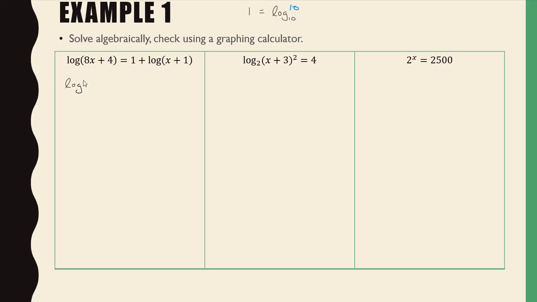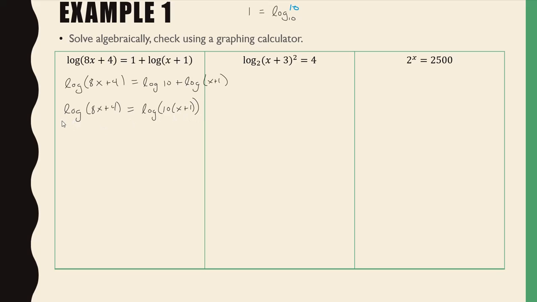So I have log(8x + 4) equals log 10, I don't need to write the 10 there as a base, plus log(x + 1). Now that I've done that, I just need to make it so both the left side and right side are written as a single logarithm. So our left side is already one log, so we've got log(8x + 4) equals, here we've got an addition, so we can use the product rule, so it's going to be log of 10 times (x + 1).